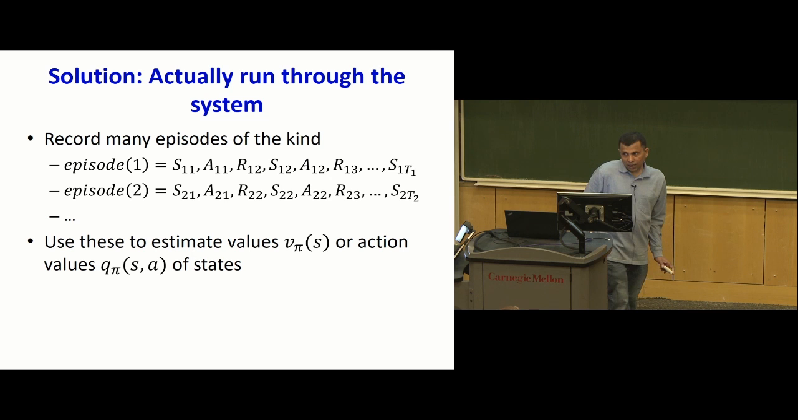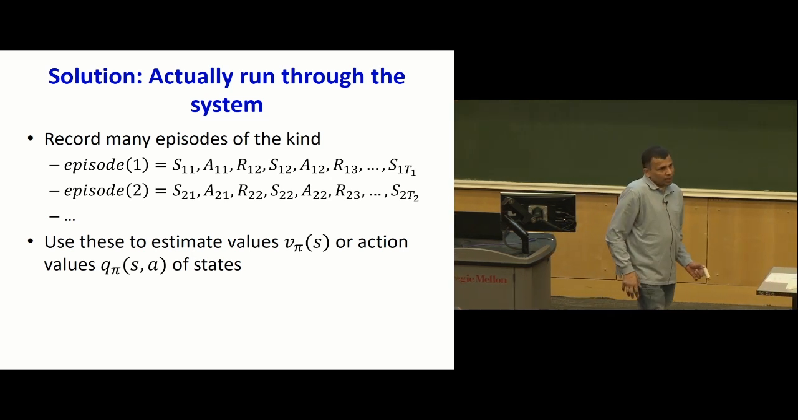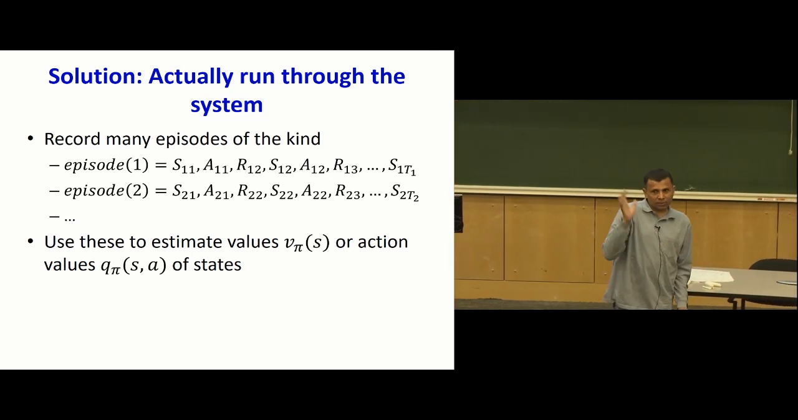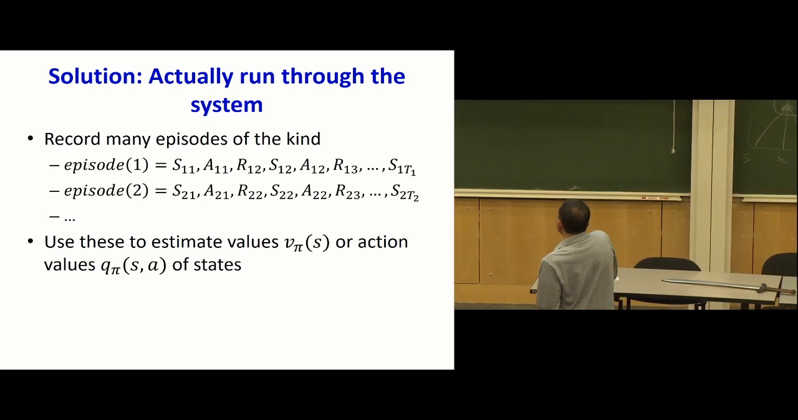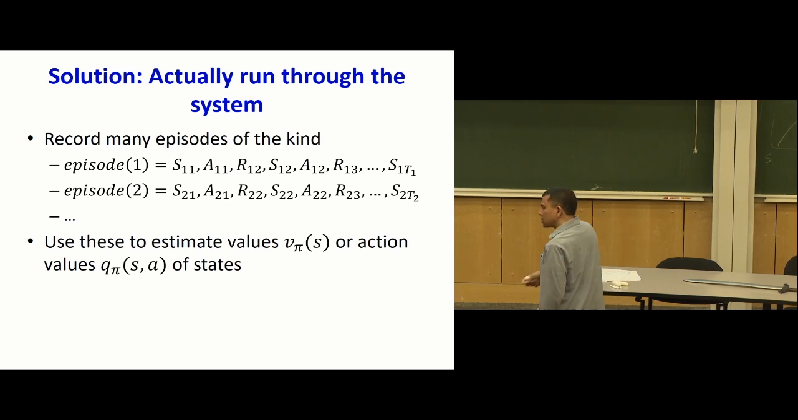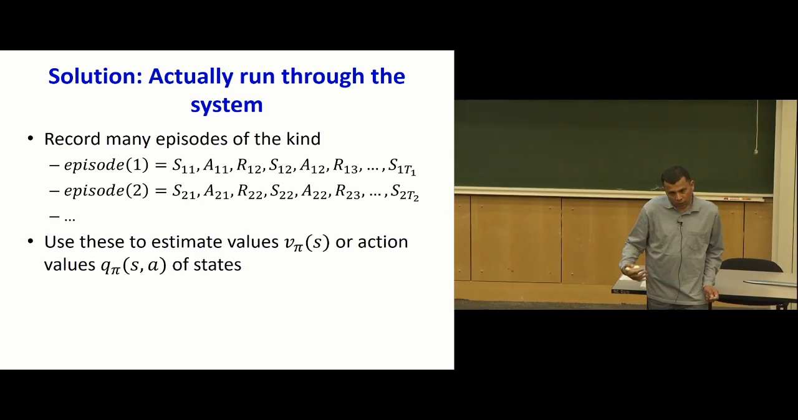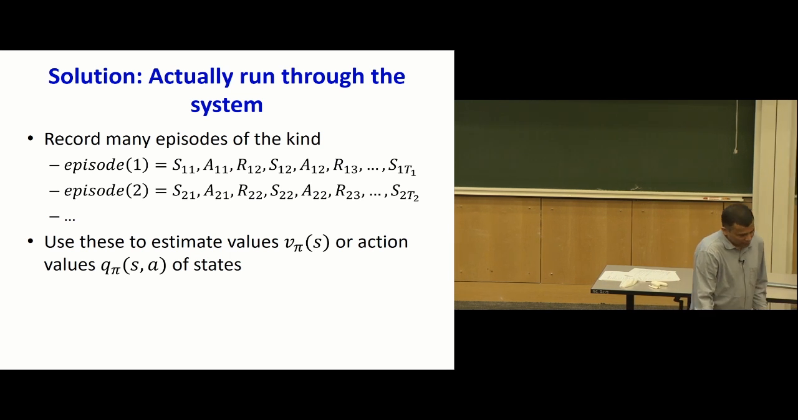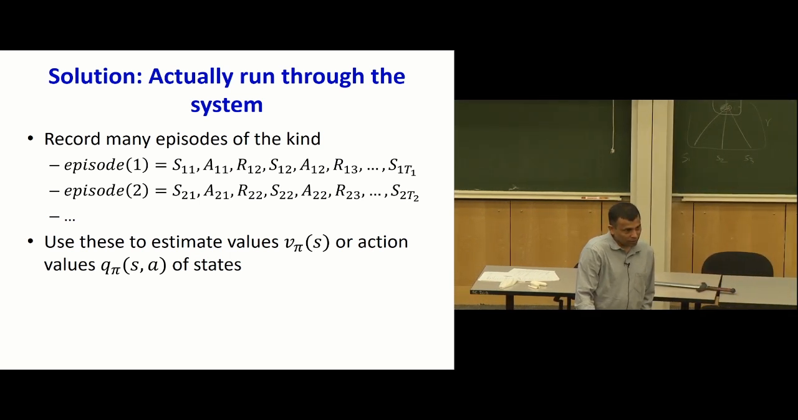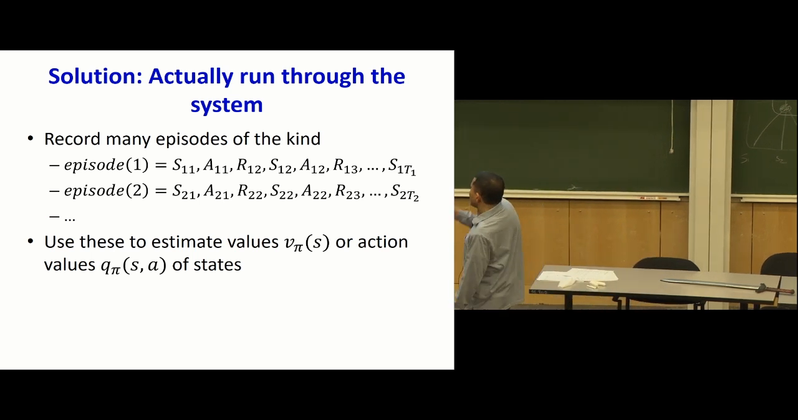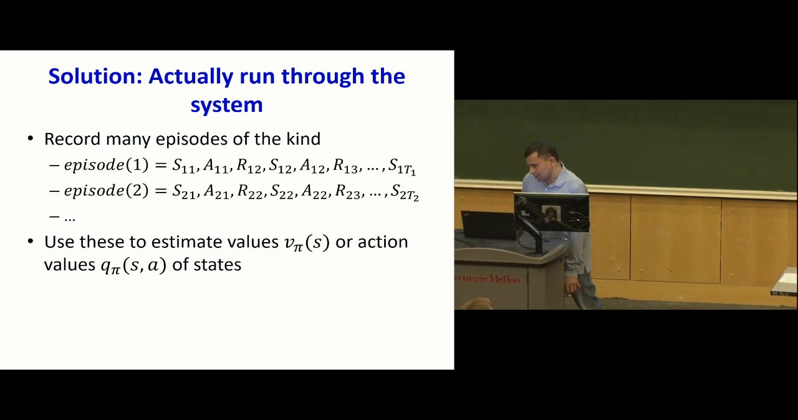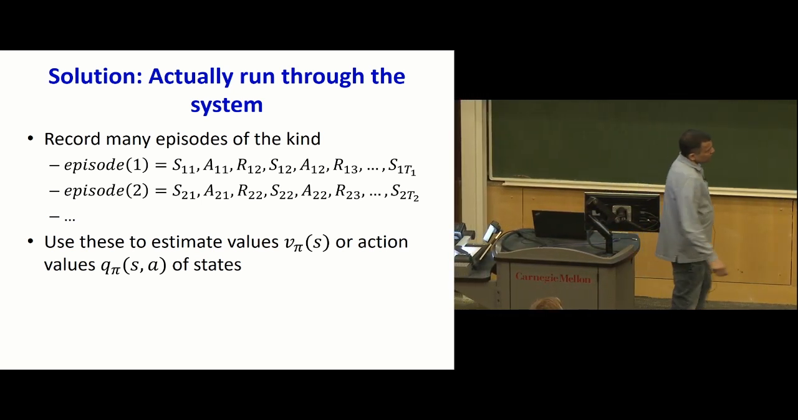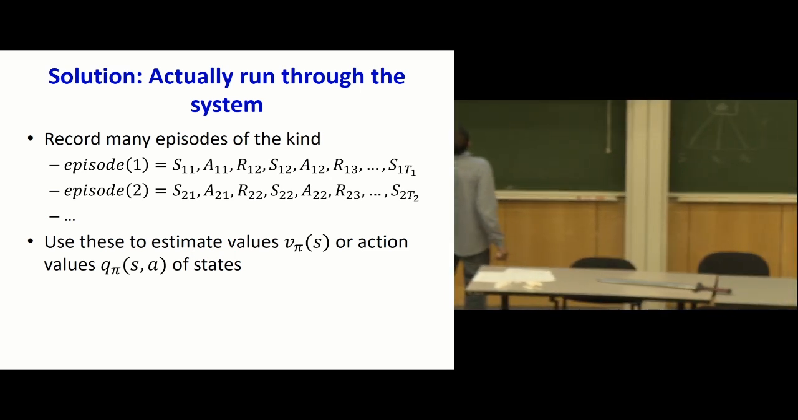So the way we did it, you actually run through the system. You land in the system. The spider lands on the cube, it begins wandering around. And each run we will call an episode. In each run, you're going to have a sequence of the kind that I've shown. You land on a state, you take an action, you get a reward, but then the state changes. And after several such episodes, we can use these to estimate the values or the state action values for the states.